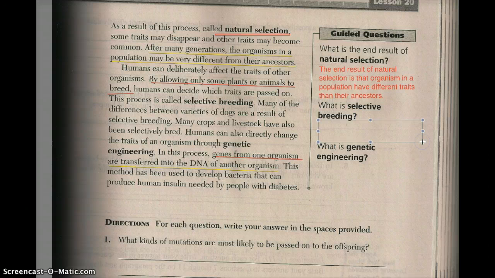So, selective breeding is when humans decide, I'm going to check my spelling, decide which organisms breed to get certain traits in the next generation. Let me fix that so you can see it. I may not be able to write all that, but selective breeding is when humans decide which organisms breed to get certain traits in the next generation. I think a lot about farming when I think about this. And this is not random. Selective breeding is not random.